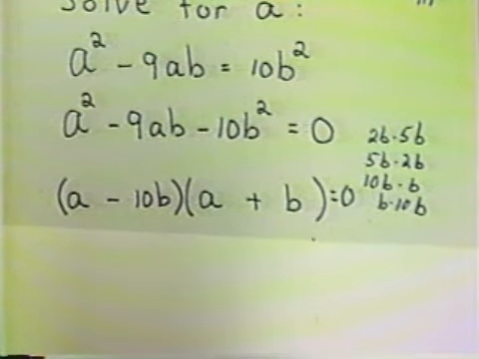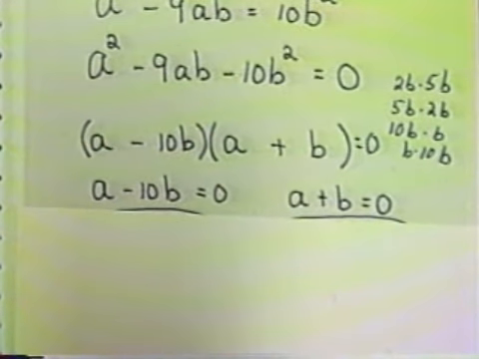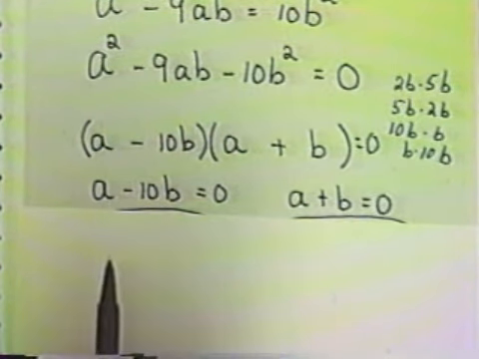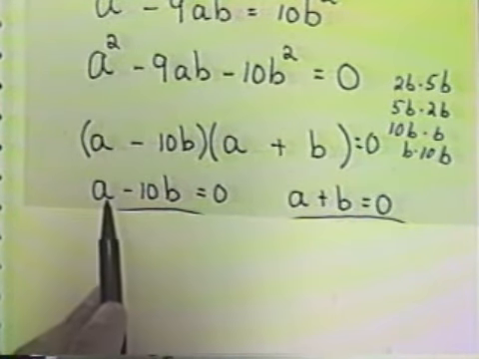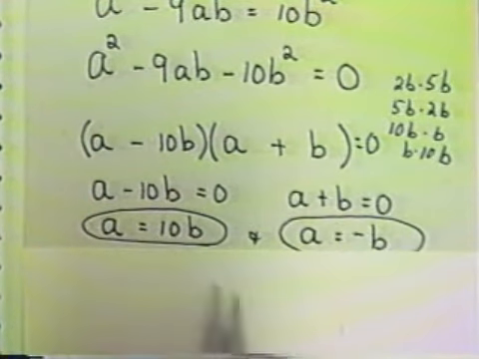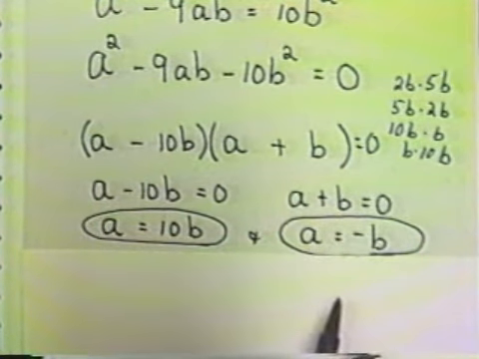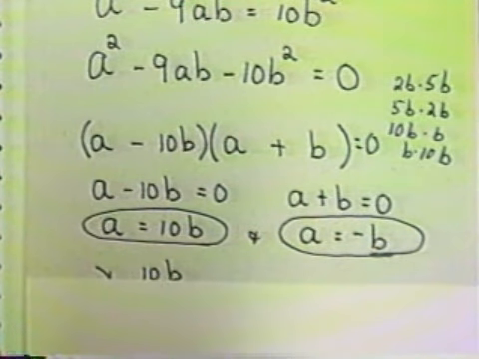Now once I get it factored, then I simply set each factor equal to 0. So what I hope you see is that even if things look difficult, if you follow the strategy, it works the same. Simply set each factor equal to 0, and now solve for a. If a minus 10b is equal to 0, all I have to do to get a by itself is to add 10b to both sides. So I get a is 10b. If a plus b is equal to 0, I simply add a negative b to both sides to get a is negative b. So I have the 2 answers.